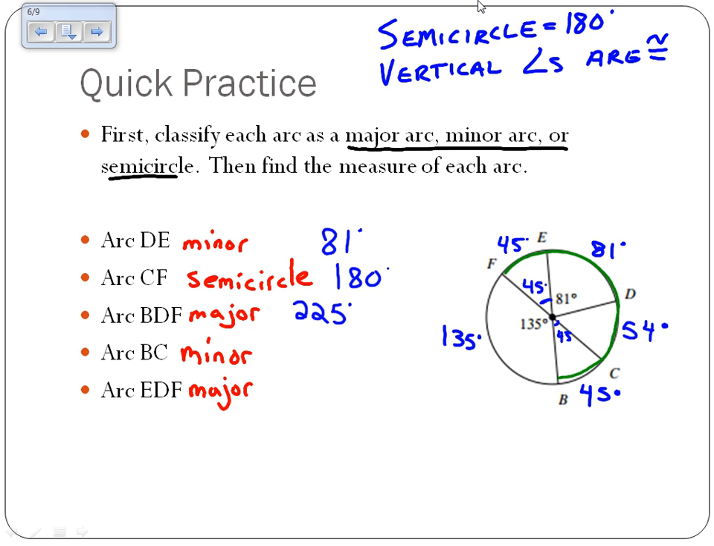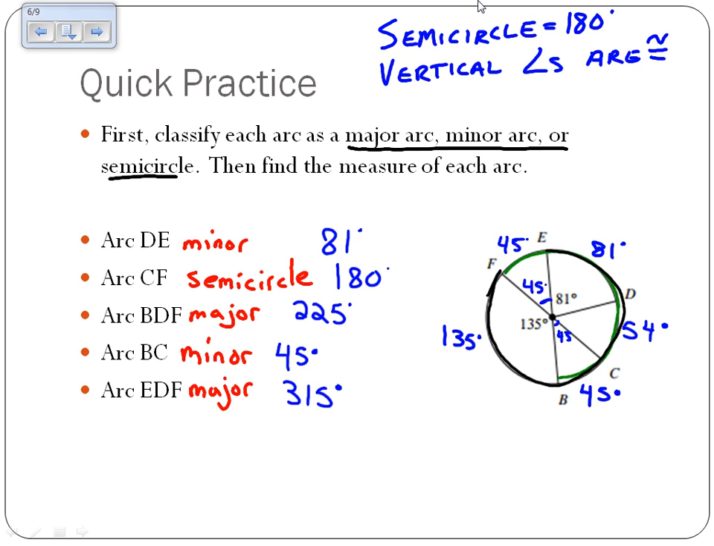BC is 45. And EDF. What's the piece that's missing from EDF? Here's EDF. We go E to D all the way to F. So what's the part that's missing? 45. So we do the whole thing, which is 360, minus the missing piece. So you get 315. Okay? Are those easy enough? Okay.